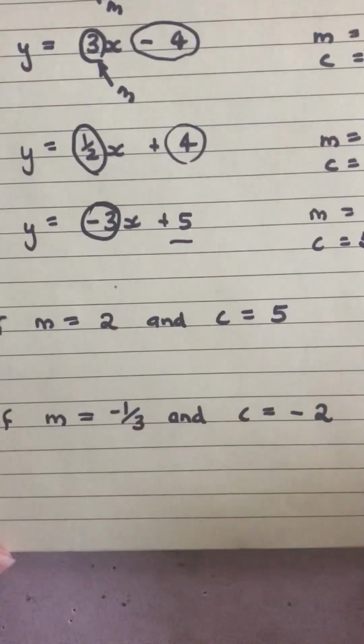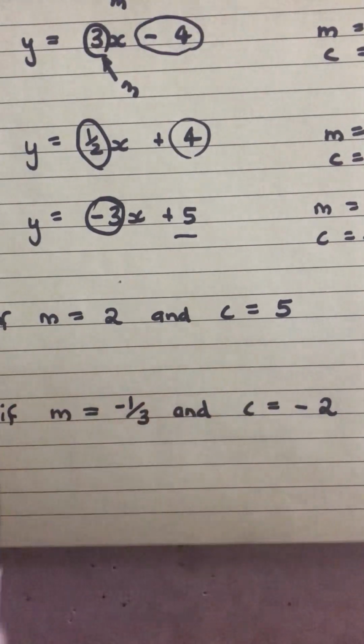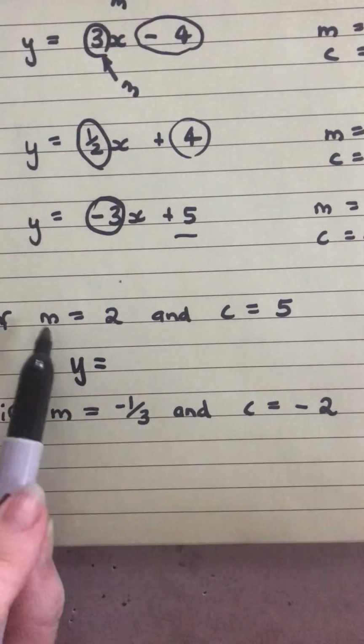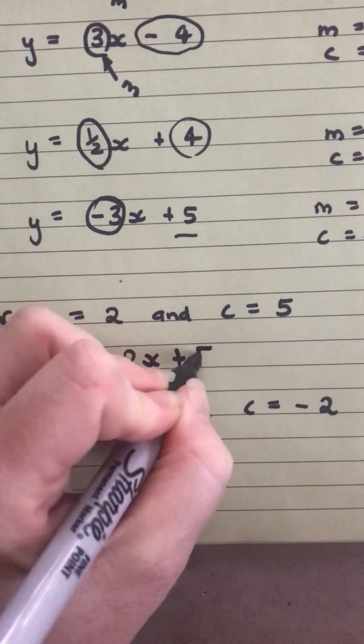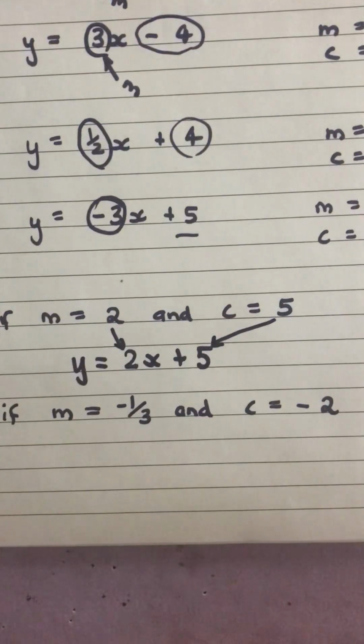Then I've got two questions here where you're given m equals 2, c equals 5, and you have to write the equation. So instead of writing mx plus c, I'm going to write 2x plus 5 because I'm substituting those parts into that general form of an equation of a line.